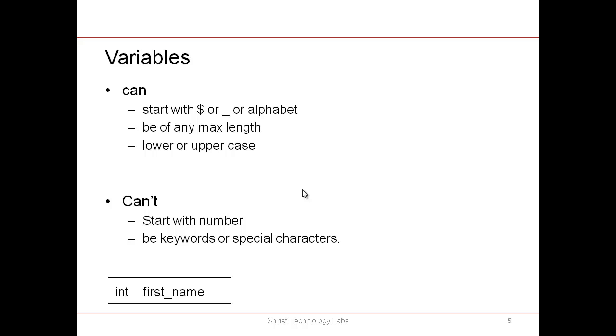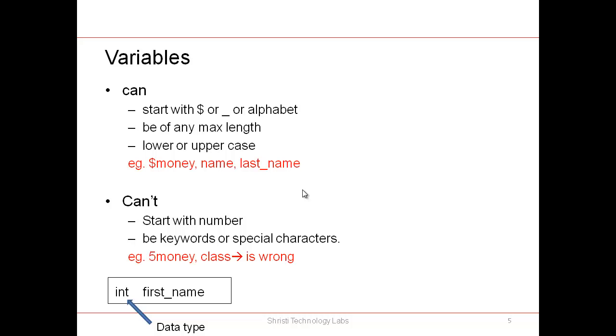What cannot be there in a variable declaration? It cannot start with a number. It cannot be keywords or special characters. Like you are not supposed to use for, try, catch. These are keywords which are available. We will see that also. It starts with a number, so it is wrong.